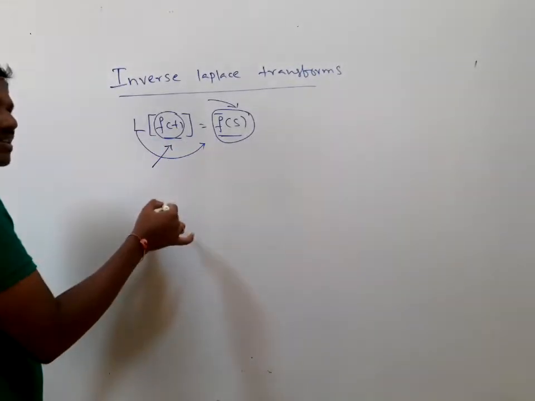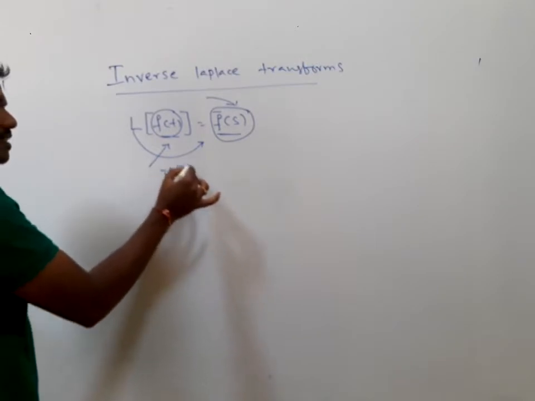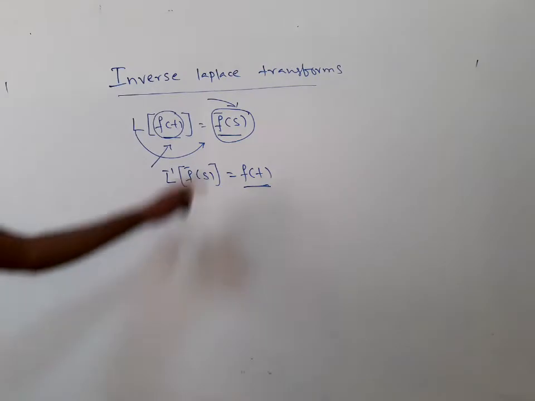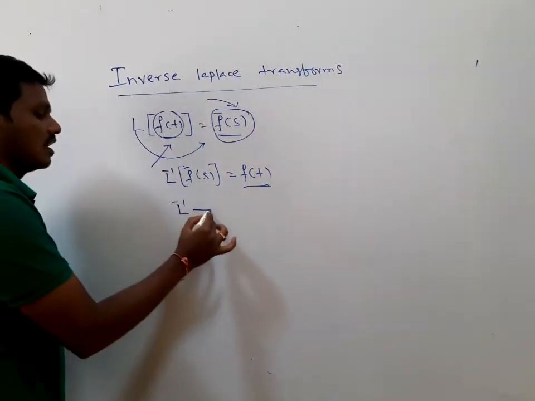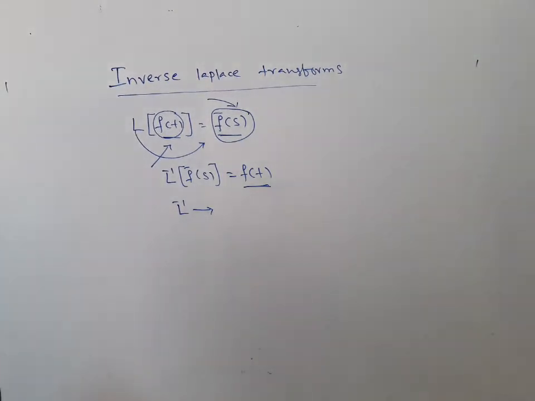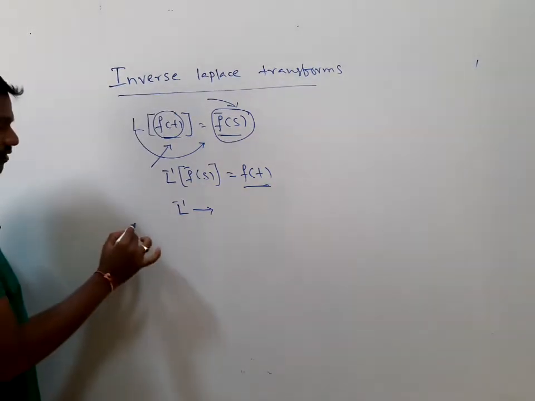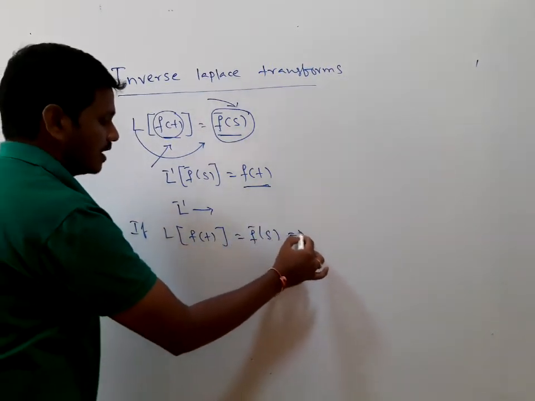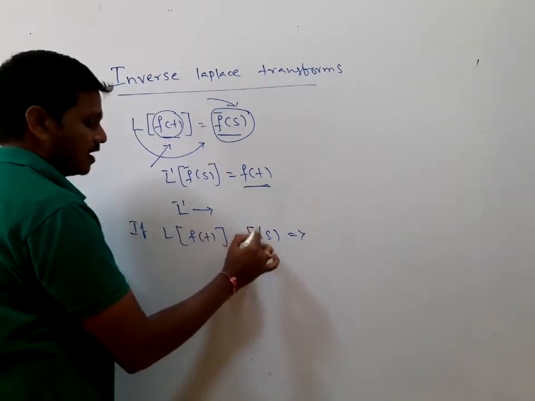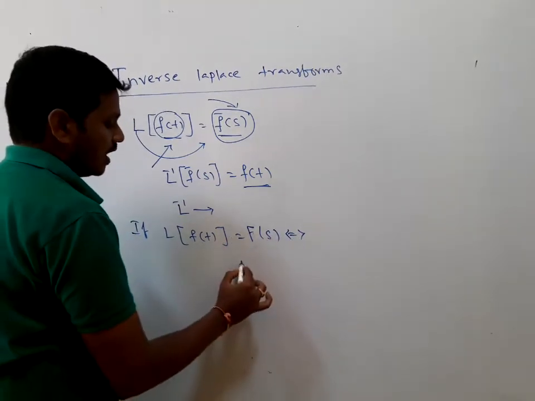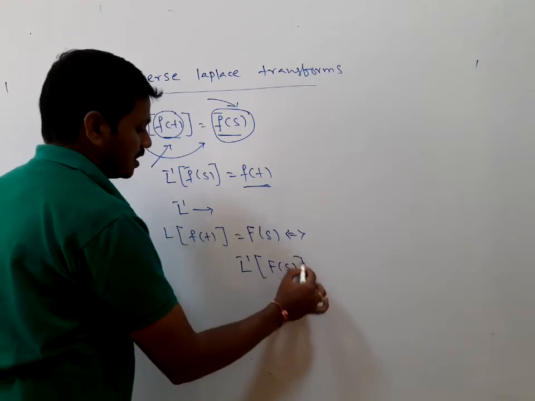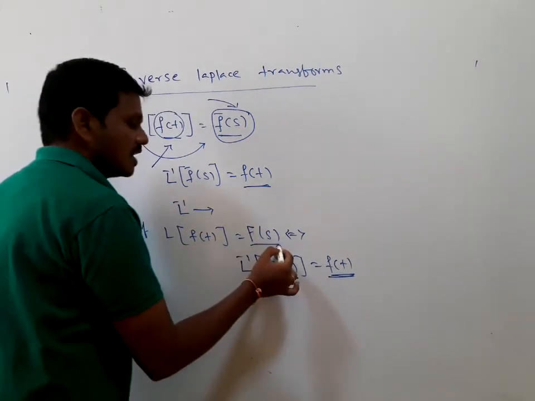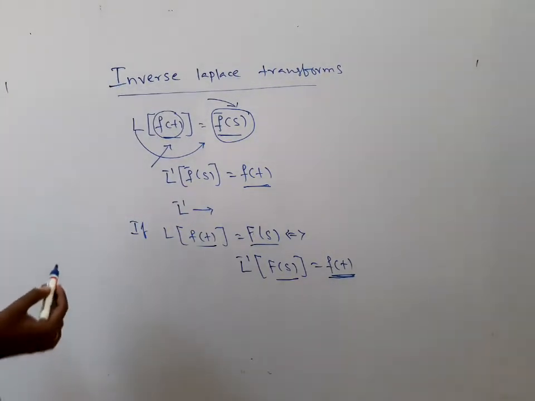If you take this L to the right side, it becomes L inverse of f bar of s is equal to f of t. This f of t is called the inverse Laplace transform of the function f of s, and this L inverse is called the inverse Laplacian operator or inverse Laplace transformation operator, right? So from the definition, if we write the Laplace transform of f of t is equal to f bar of s, that is, f bar of s, simply you can write it as capital F of s, if and only if L inverse of F of s is equal to f of t. Here the function of t is the inverse Laplace transform of the function of s, and the function of s is the Laplace transform of the function of t, right? This is the definition of the inverse Laplace transform.